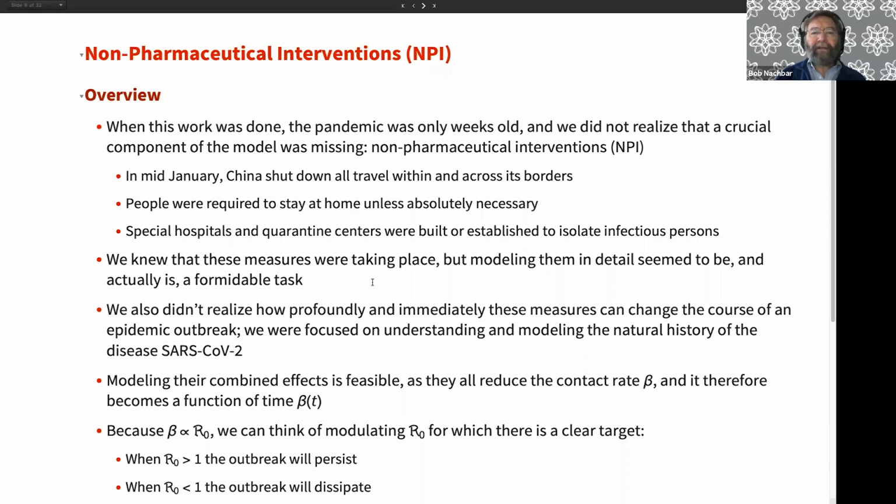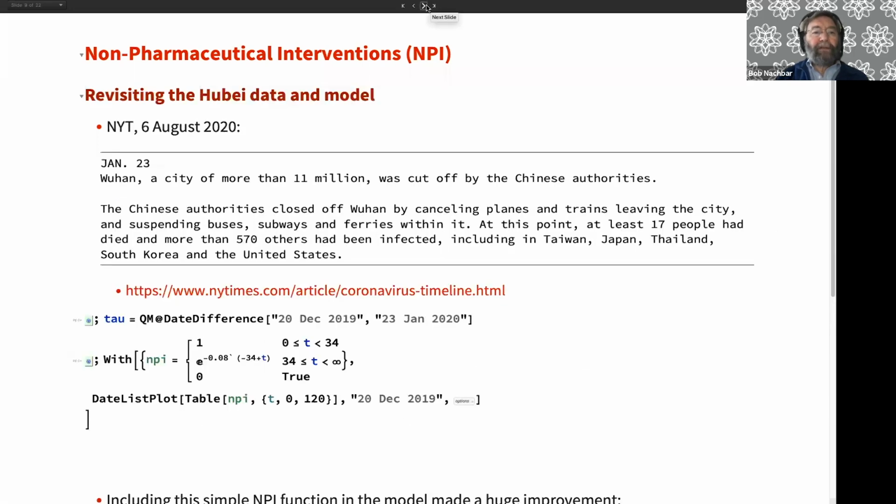And since the contact rate is proportional to R naught, the basic reproduction number, we can think about modulating R naught instead of modulating the contact rate itself, because this has a target, as I had said, of 1. Above 1, the outbreak will persist, and below 1, it will dissipate, which is the goal.